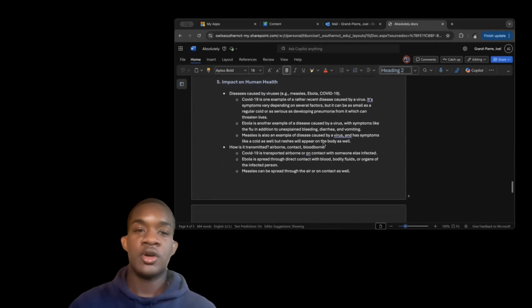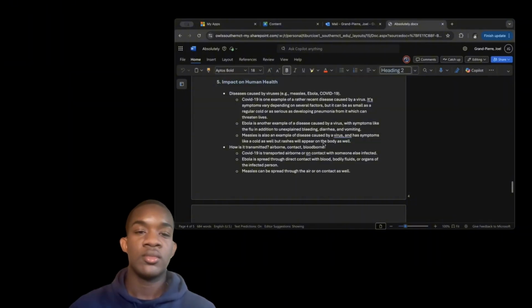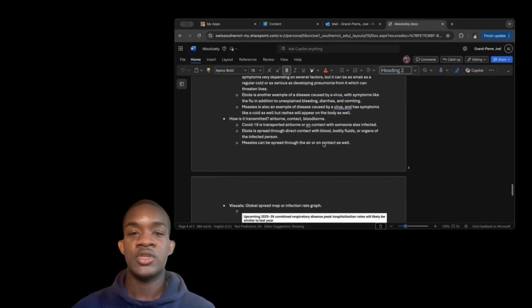And next, we'll also be touching on the impact on human health from certain viruses. One virus that's been very prevalent over the past few years is COVID-19. Its symptoms vary depending on several factors, but it can be as mild as a regular cold or as serious as developing pneumonia from it, which can threaten lives. Ebola is another example of a disease caused by a virus, with symptoms like the flu, in addition to unexplained bleeding, diarrhea, and vomiting. Measles is a third example of a disease caused by a virus and has symptoms like a cold as well, but rashes will appear on the body.